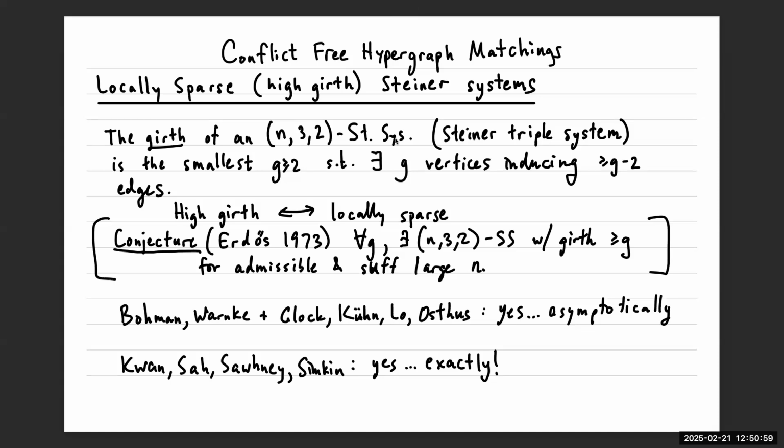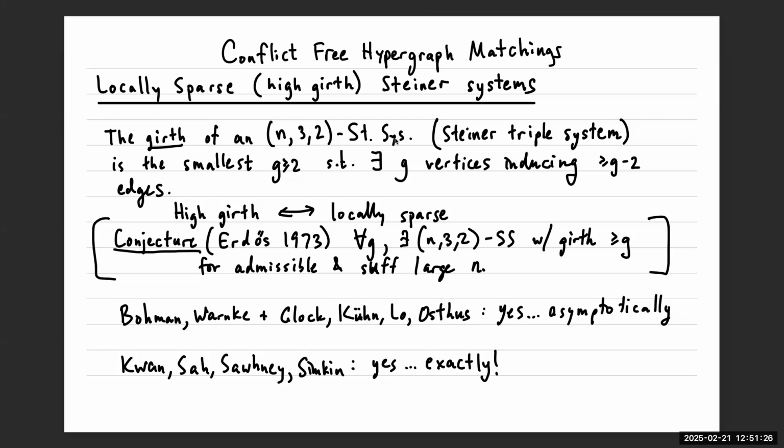So Erdős in 1973 conjectured that there exist locally sparse Steiner triple systems. Okay, so not only can you find a Steiner triple system, but you can find one where if you look amongst any G points, you don't see too many edges. There was reason to believe this might be true. Locally sparse. Okay.